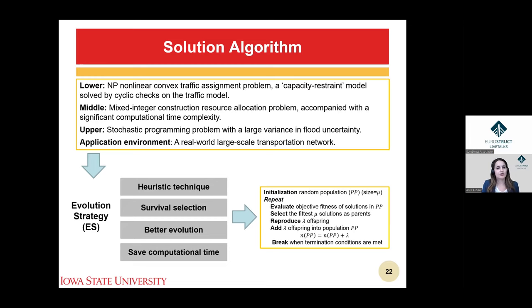There's a mixed integer construction resource allocation problem also hidden in it at the middle level, which requires a lot of computational time. And then on top of all of it, it's a stochastic programming problem, because there's a lot of uncertainty with your flooding. And on top of all of these complexities, our application environment is a real-world, large-scale transportation network. So what we have adopted here is an evolutionary strategy.